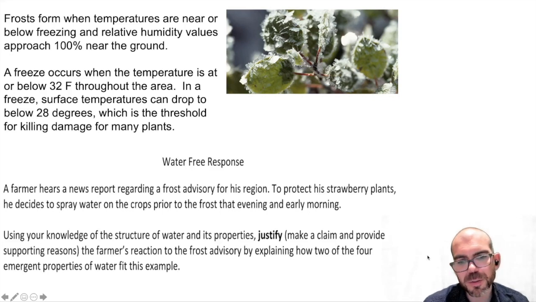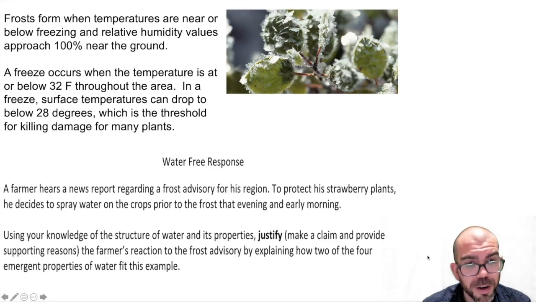I might also give you some case studies and ask you to explain, justify, or demonstrate what's occurring. For example, in this water free response, a farmer hears a news report regarding a frost advisory for his region. To protect his strawberry plants, he decides to spray water on the crops prior to the frost that evening and early morning. Using your knowledge of the structure of water and its properties, justify, make a claim, and provide reasoning for a farmer's reaction to the frost advisory by explaining how 2 of the 4 emergent properties of water fit this example. This should seem counterintuitive.